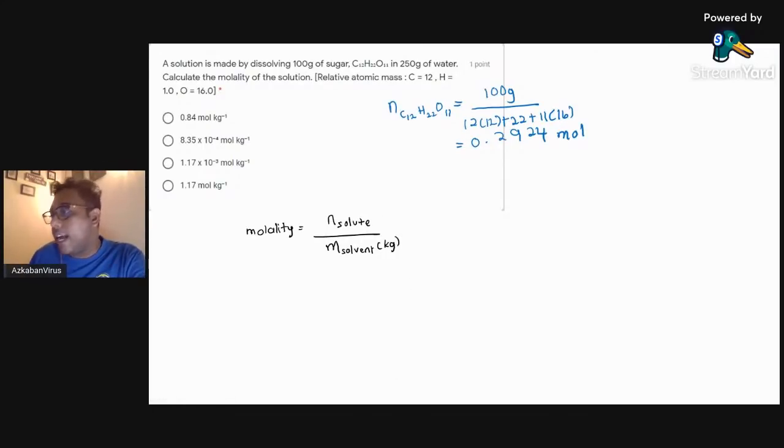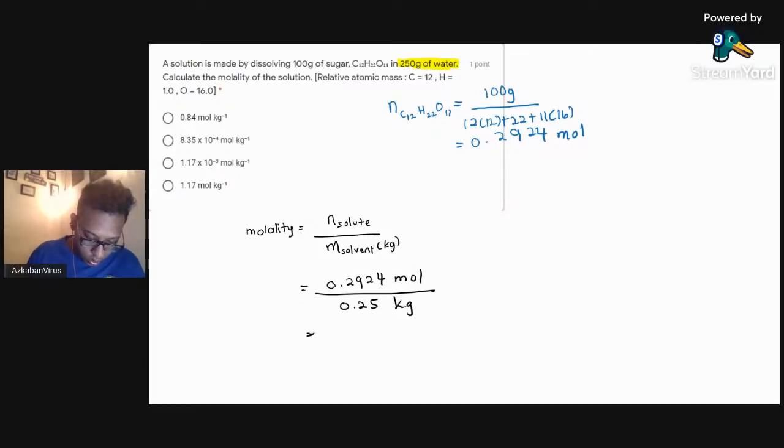The mass of solvent is already in the question, which is 250 gram of water. So from here we can directly calculate: this is equal to 0.2924 mol divided by the mass of solvent, 0.25 kg. Must convert to kg. This is equal to 1.17 mol per kg. So this is the answer.